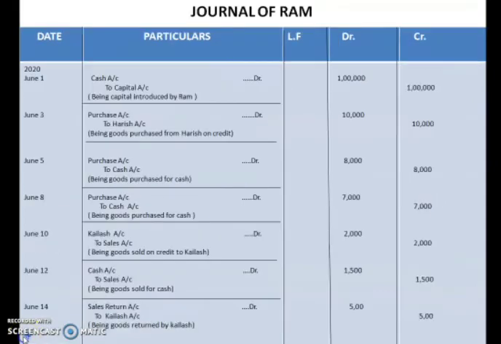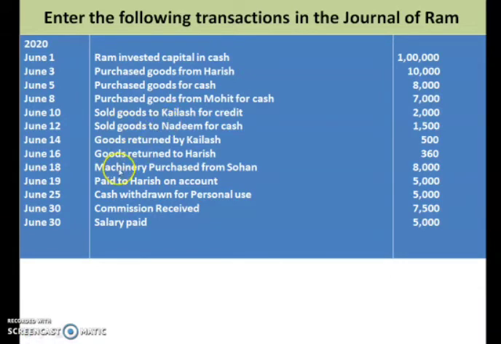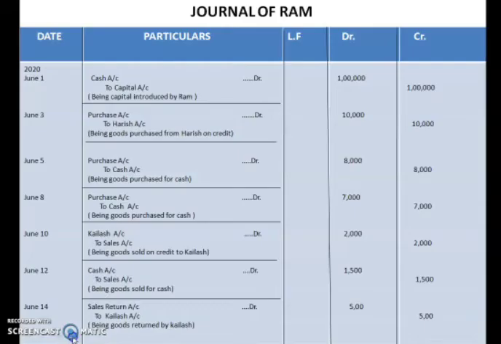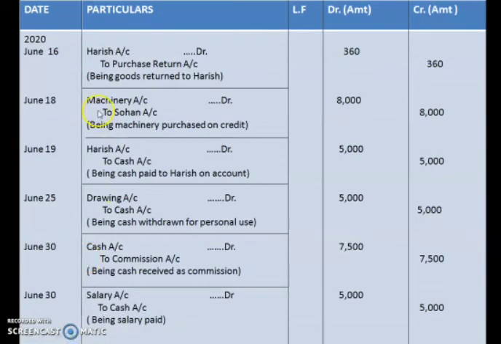This is a credit purchase. You can see here machinery is purchased from Sohan. It is not mentioned that it is a cash purchase, but the name of the party from whom you have purchased this machinery is given. So we can understand that this is a credit purchase from Sohan. So the journal entry is machinery account debited 8,000 to Sohan's account 8,000. Being machinery purchased on credit.